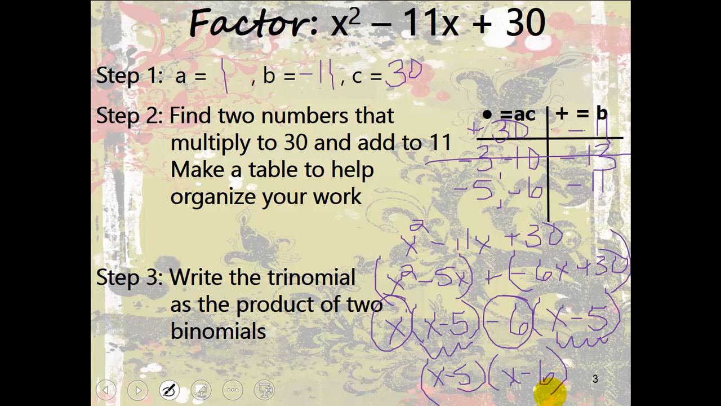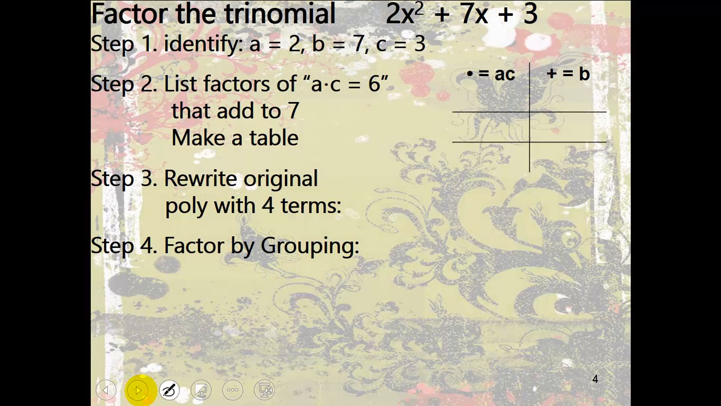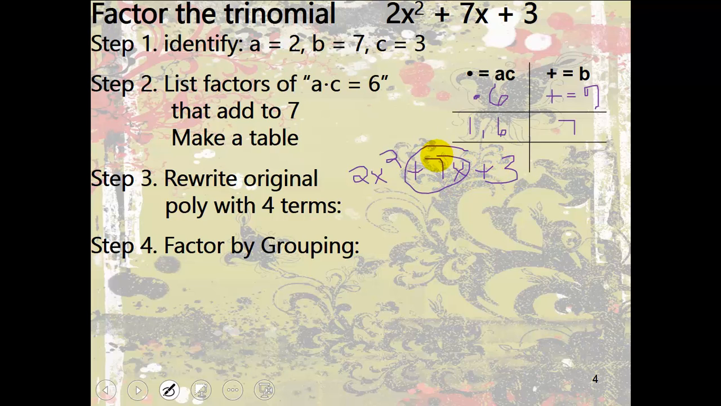All right. This next one, we have a coefficient of a is 2, b is 7, c is 3. Same process. I have to list factors of a times c. So it's things that multiply to give me 6 and add to give me b, which is 7. So I'm going to choose 1 and 6, and I get there right away. So now I'm going to rewrite the original as 2x squared plus 1x plus 6x plus 3. And then I'm going to group.